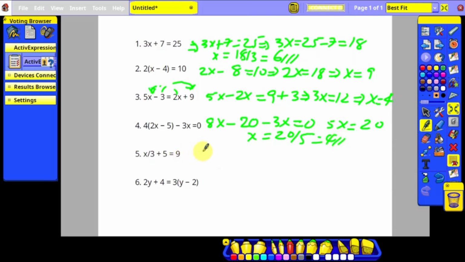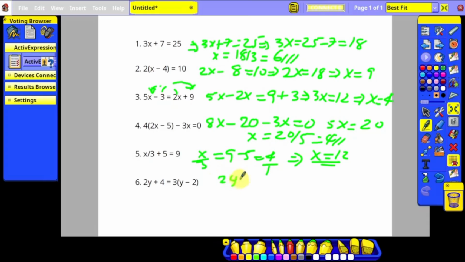The next one, x over 3 plus 5 is equal to 9. So x over 3 is equal to 9 minus 5, which is equal to 4. That is 4 over 1, which implies crisscross it. So x times 1, when you cross this crisscross, x times 1 is equal to 3 times 4. That implies x times 1, that is x, is equal to 4 times 3 is 12. This is the answer.